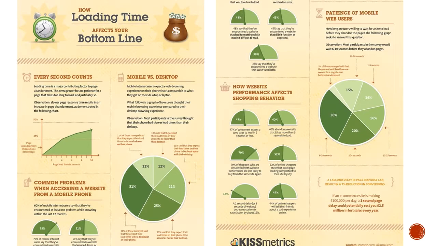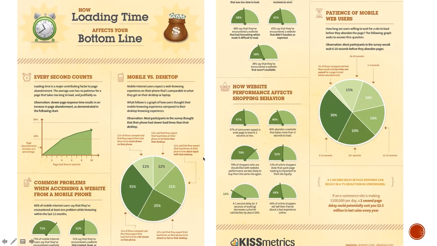What follows is a graph of how users thought mobile browsing experience compared to their desktop. So this is one that compares desktop to mobile. Observation: most participants in the survey thought that their phone had slower load times than their desktops. So 11% of those surveyed say that they expected the load time to be slower on their phones. 12% said that they expect the load times on their phones to be faster than their desktop.